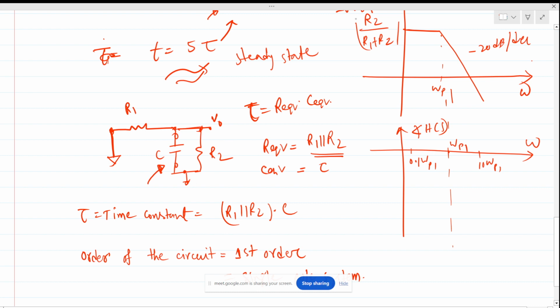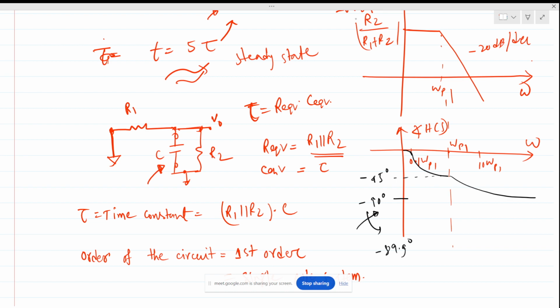So from here it feels a change, right? Then it goes to minus 45 degree, and then eventually it goes to minus 90 degree. It cannot go to exactly minus 90; it will be something like minus 89.9, and so on. So this is the Bode phase plot, and this is the Bode magnitude plot, and this is the Bode phase plot.